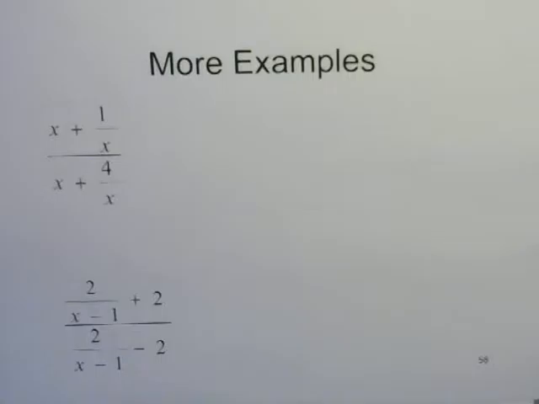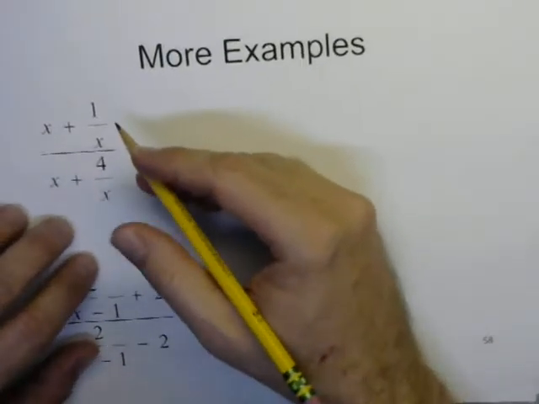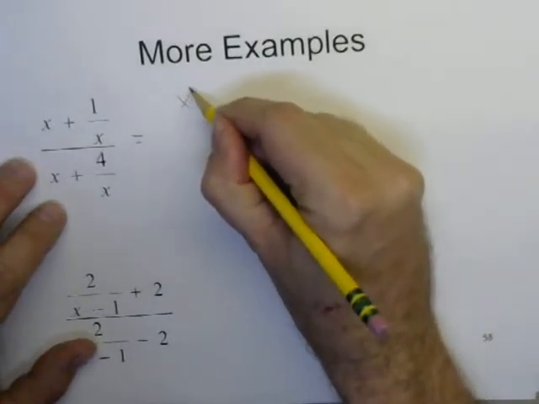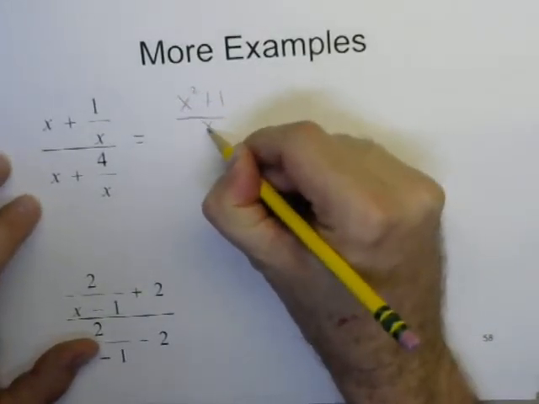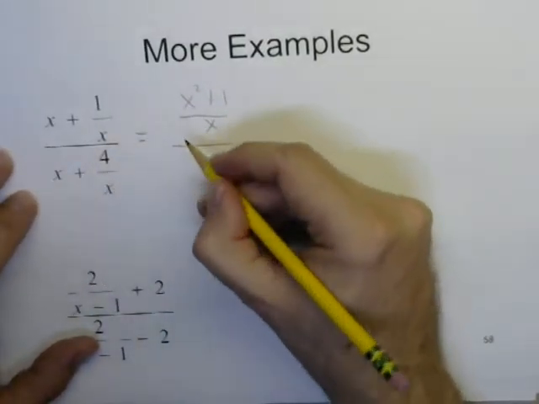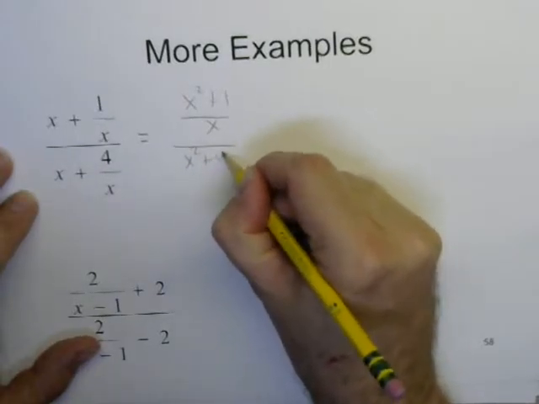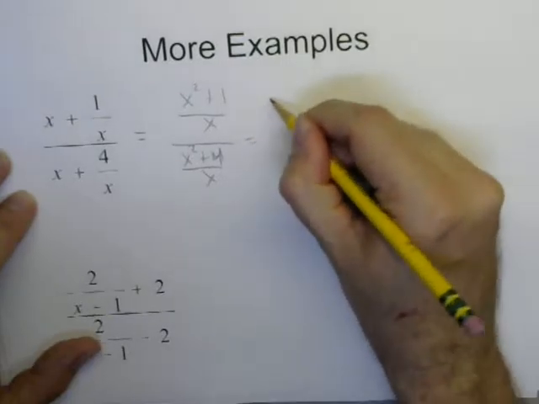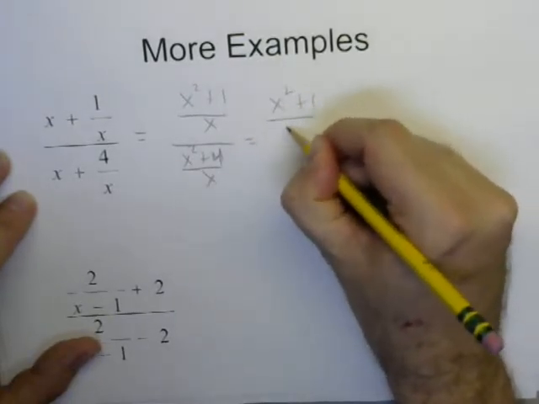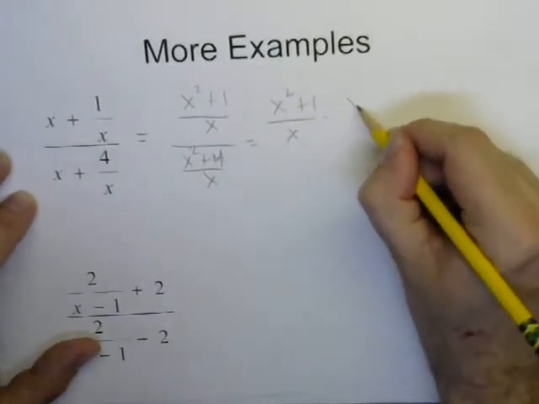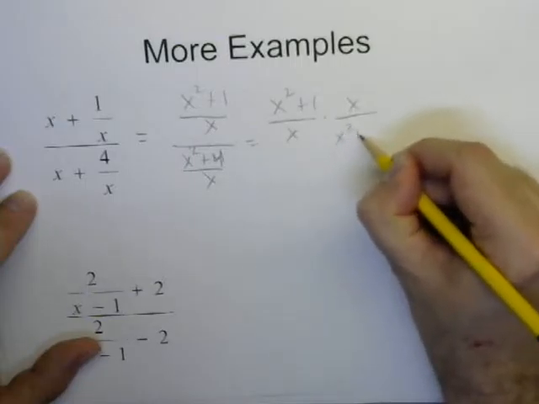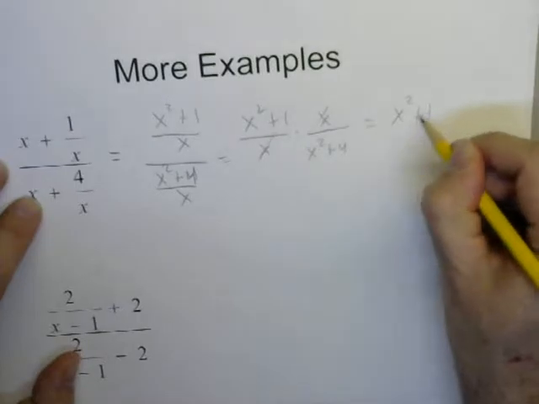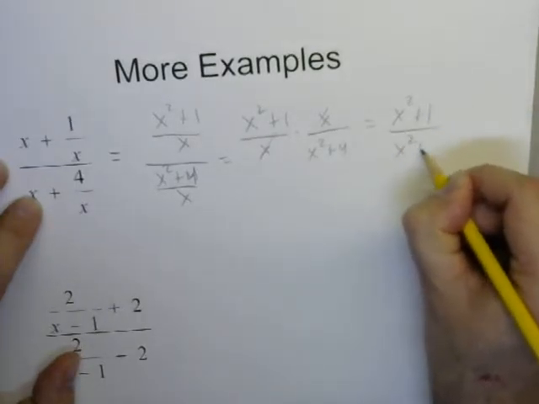Maybe just to do these quickly, I'm just going to use method 1. So for this one, the LCD would be x. So I'll get x squared plus 1 over x. For the bottom here, the LCD is x, so I'll get x squared plus 4 over x. Then I would just flip the bottom fraction over and multiply. So I get x over x squared plus 4. The x's will cancel there, and I'll get x squared plus 1 over x squared plus 4, right?